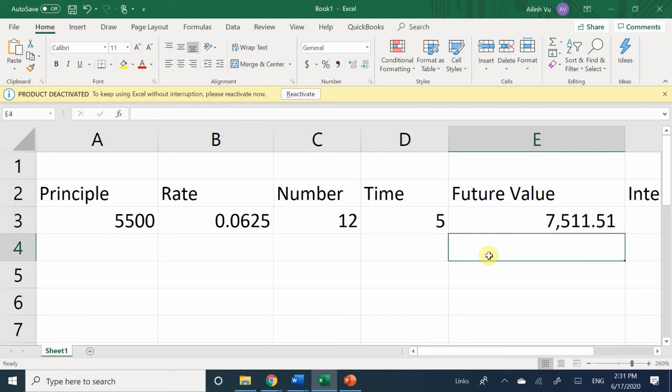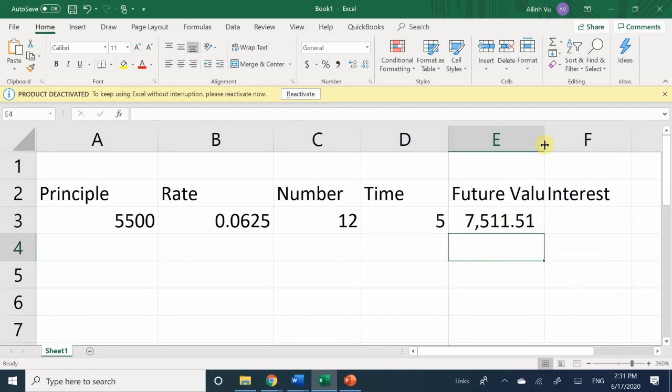So here, my future value is going to be $7,511.51. Okay? You see how that worked? Okay. Complicated, right? It is the same thing if you were to go ahead and do it this way. If it's easier to just point and click, then that's what you want to do. But in this case, I wanted to show you how the numbers fit into that formula.